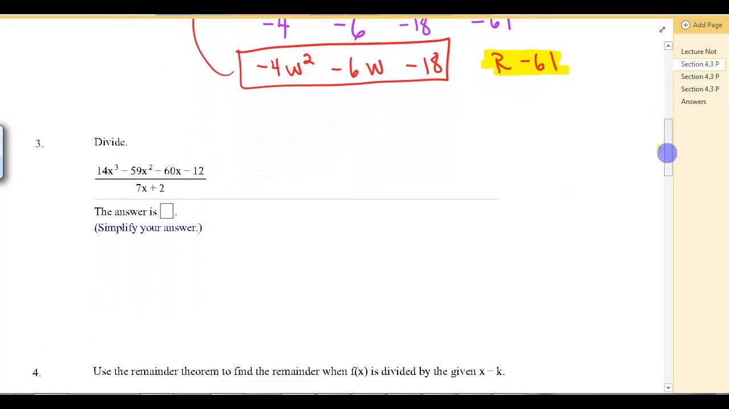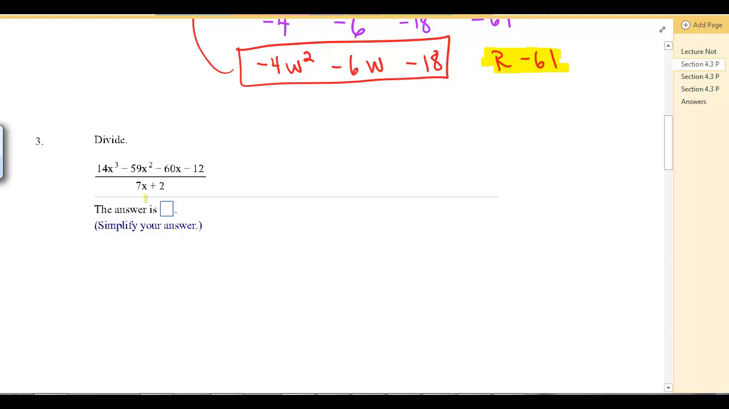All right. Number 3. This is dividing by 7x, so we're not going to be able to do synthetic division. So we need to do full out long division. And we don't have to put any zeros. We've got cubed, squared, a 1, and a constant. So we're good there. So let's write this over here. 14x cubed minus 59x squared minus 60x minus 12 divided by 7x plus 2.